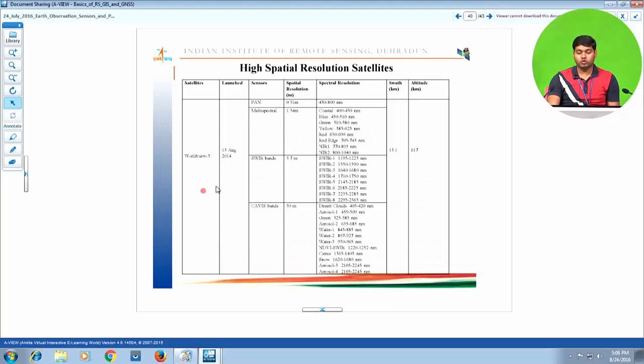Then coming to WorldView 3, as I told you, it was launched in 2014 and has a panchromatic sensor with 31 centimeter. So you can think of how much spatial detail you are getting from space. For multispectral, SWIR bands and CAVIS bands, for different kinds of applications, these are the spatial resolutions. For multispectral, this gives you 1.34 meter spatial resolution.